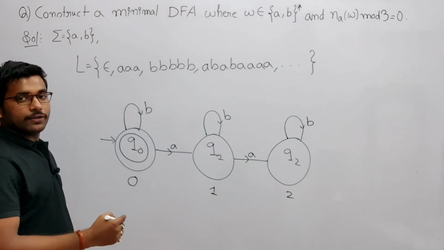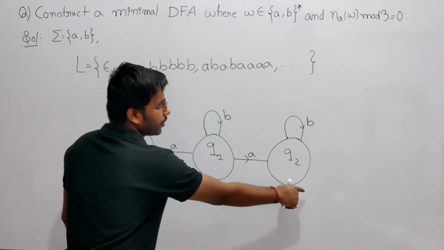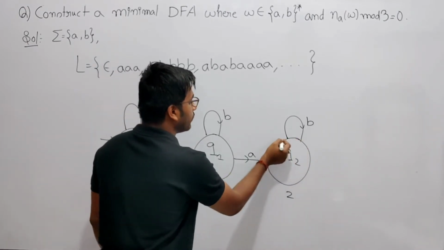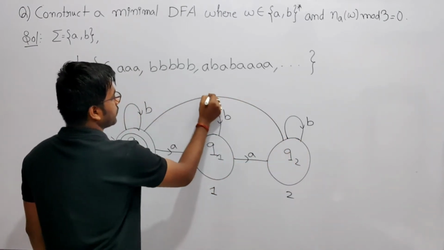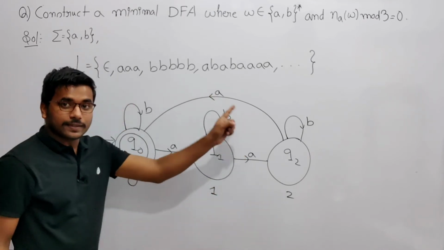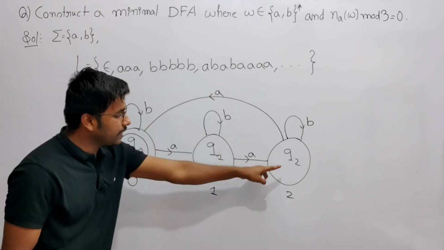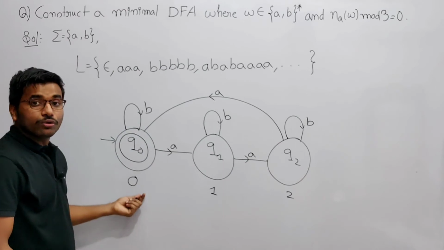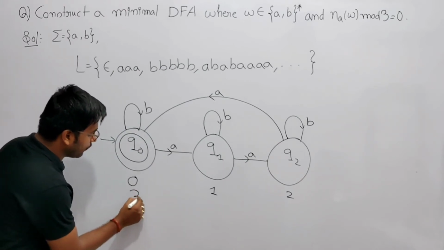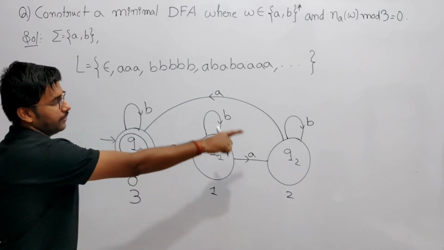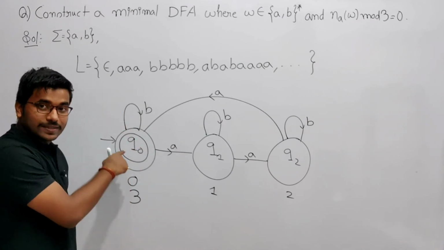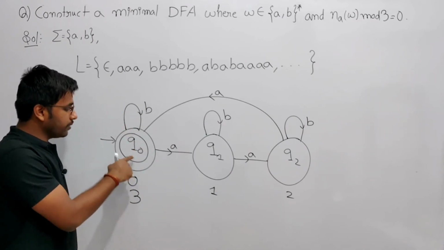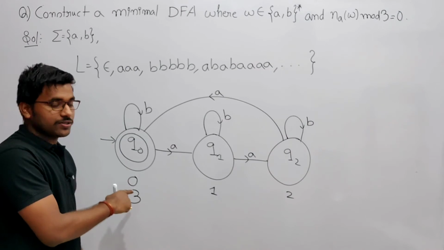Again you are going to get a. So the number of a will now become 3. Divide by 3, you will get remainder 0. So that's why on getting a, Q2 goes to Q0, because the number of a is now 3. See? Divide by 3, 0. I need to accept it. So I am going to Q0, because this state indicates that the remainder is 0.